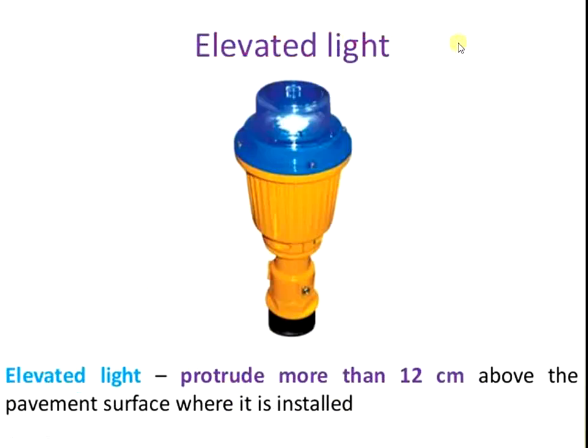Second is the elevated light. The elevated light protrudes more than 12 centimeters above the pavement surface where it is installed. That is, this type of elevated light is placed or installed more than 12 centimeters above the pavement surface.